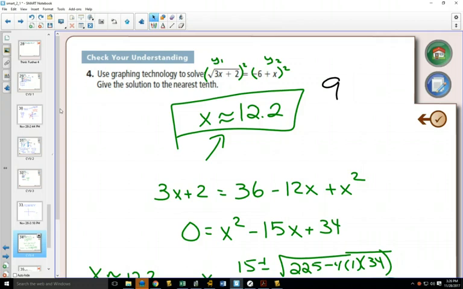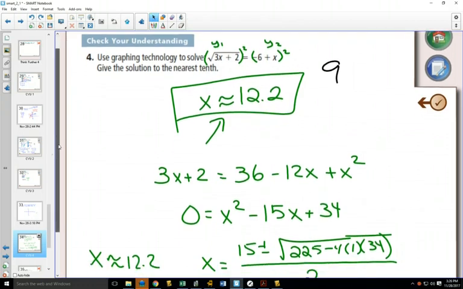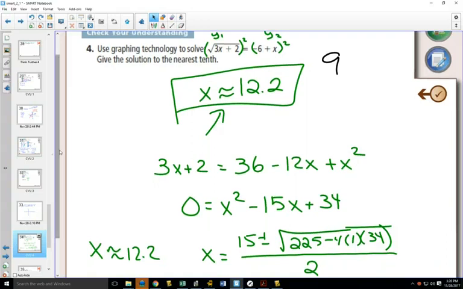But this one didn't ask for an algebraic solution. It asked for a graphing calculator solution, which is super easy. Plug both those equations in and solve, so you can do question number 9.